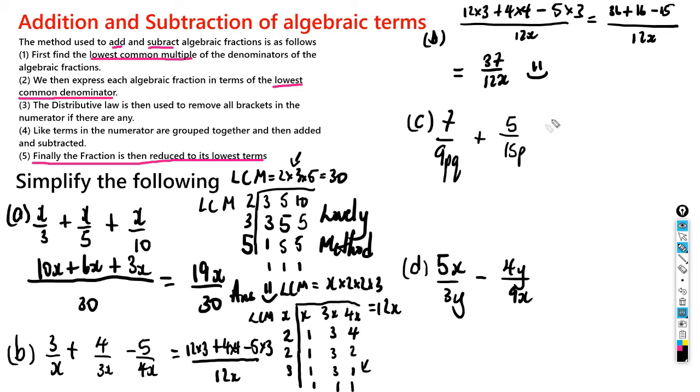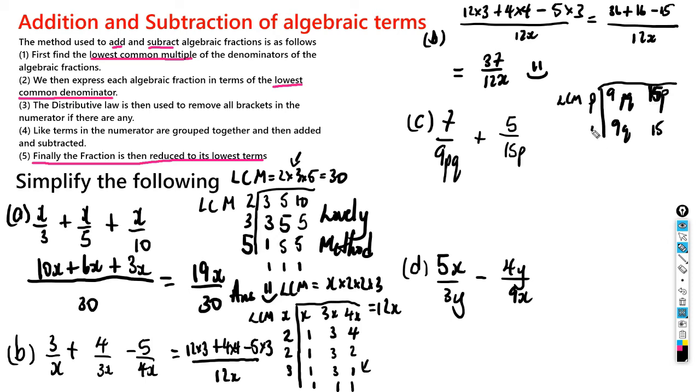Awesome. So the same thing for this one, guys. We're going to find the LCM of the denominators, and we have 9pq and 15p. So I'm going to draw my little line here, and we're going to use the lovely method. First thing I'm going to do is divide through by p, and I'm going to get 9q and 15.